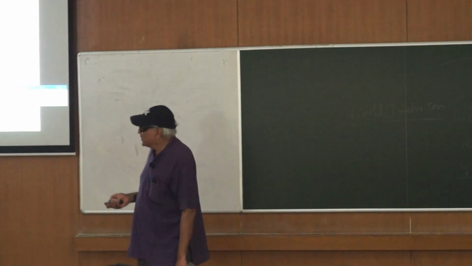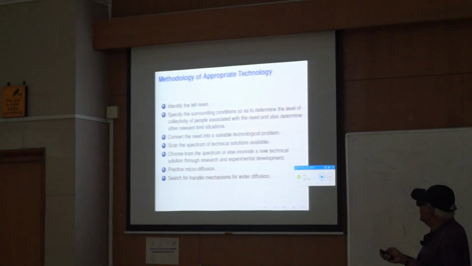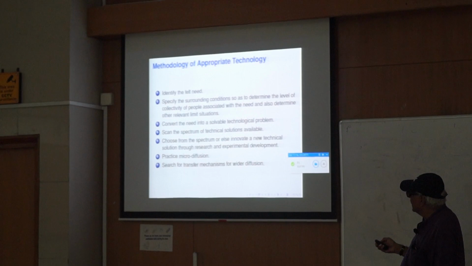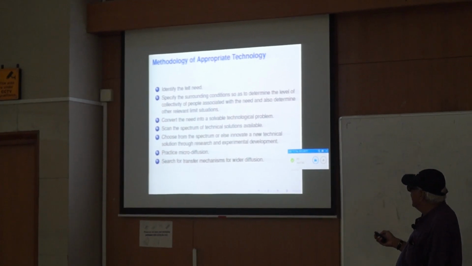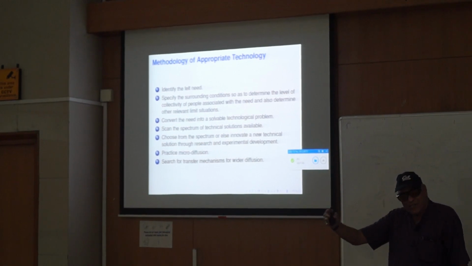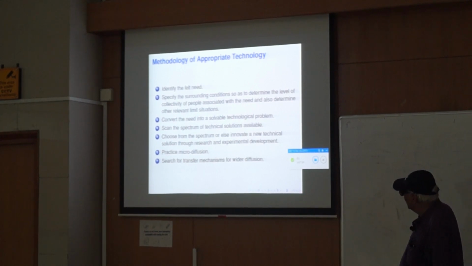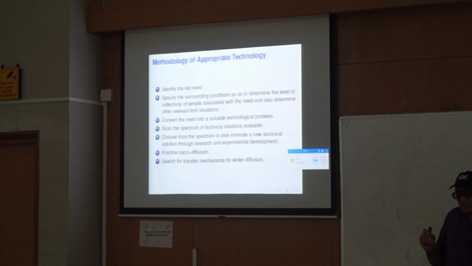Methodology for appropriate technology. Identify the need, specify the surrounding conditions, so as to determine the level of selectivity of people associated with the need, and also determine the relevant situations, limit situations, so far and no further. In every situation you have limit situations. So convert the need into solvable technological problems.